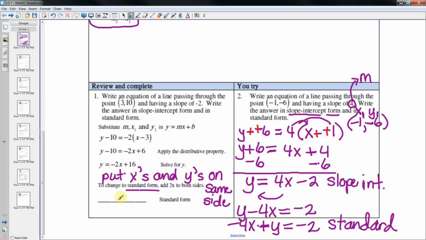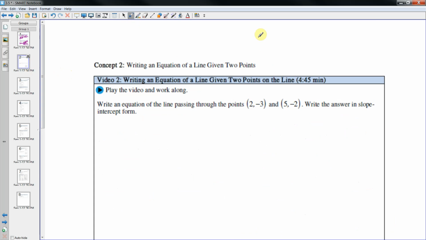Over here on the left side, I'm going to go ahead and put this one in standard form. See, it says to add 2x to both sides. So if I brought the 2x over, that would give me 2x plus y equals 16. That would be standard form for that one. But again, I want you putting it in slope-intercept form, the y equals mx plus b. Now let's look at the next page.